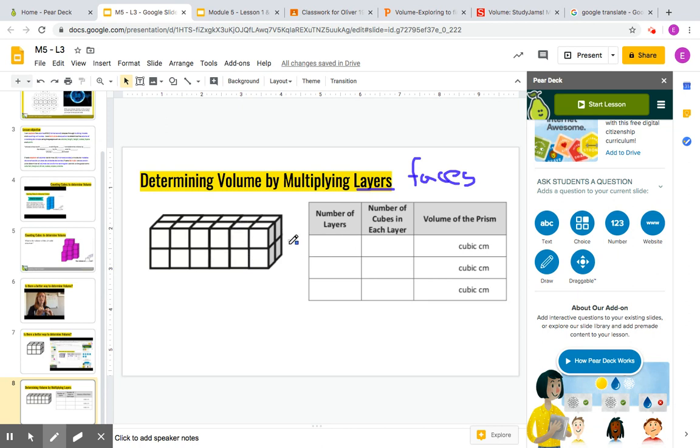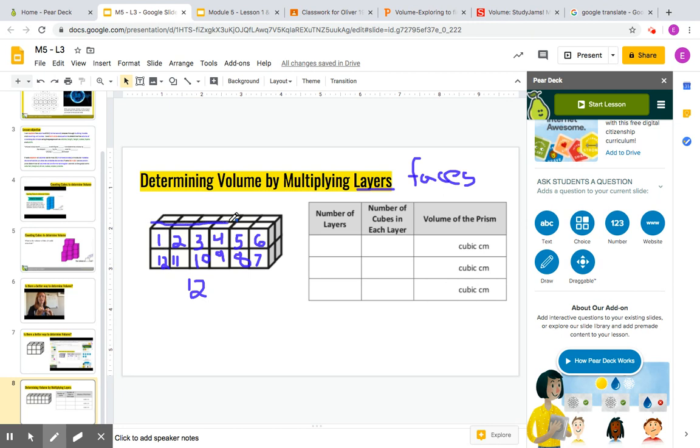Whatever face you see. So right away I see this front face. So I'm gonna put my layers based on this front face. So in the front I have 1, 2, 3, 4, 5, 6, 7, 8, 9, 10, 11, 12 cubes. My front face has 12 cubes.